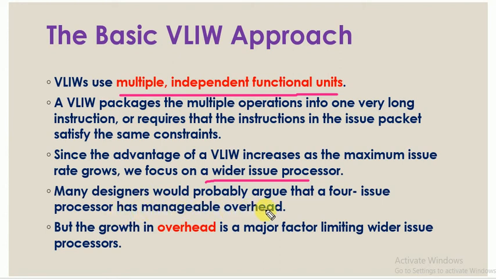Many designers argue that a 4-issue processor has manageable overhead. Four instructions in the same clock cycle is manageable, but the growth in overhead is a major factor limiting wider issue. If you have multiple issues to be processed within the clock cycle, the overhead cost will also increase. So that is a problem related to wider issue processors.